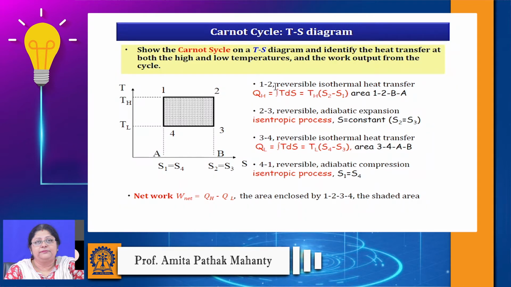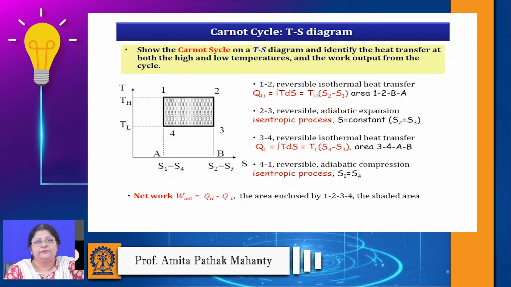Okay, so the first step is reversible isothermal expansion. Going from point 1 to point 2, there is reversible transfer of heat from the surrounding, from the reservoir, to the system. So going from point 1 to 2, I mark this temperature as TH. This temperature should be TH, and it's isothermal, so the temperature will remain constant.